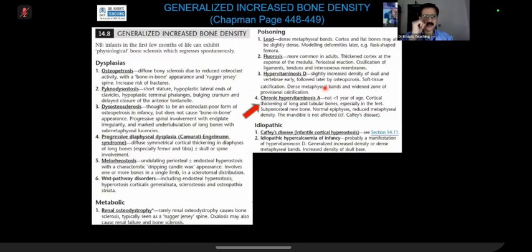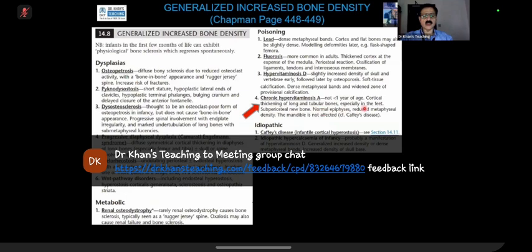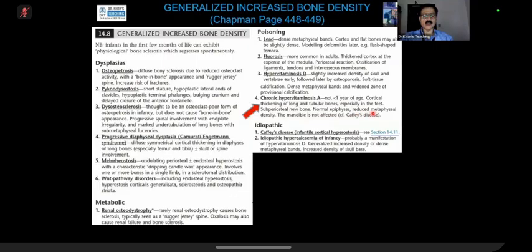And please remember in your book, in the pediatric part, it is given there, generalized increased bone density 14.8. And it is chronic hypervitaminosis A. So you don't see it less than 1 year of age. Remember this. Cortical thickening of long and tubular bone, especially in the feet. So that is very common in the feet. Subperiosteal new bone formation, normal or reduced metaphyseal, the mandible is not affected, but it is generalized increased bone density.